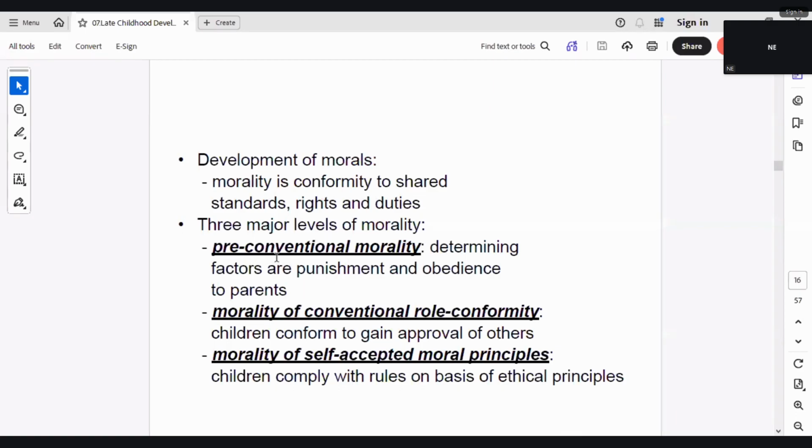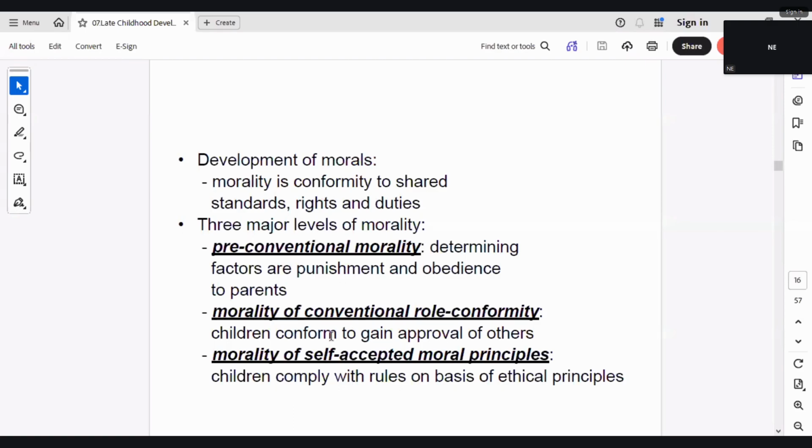So you have a pre-conventional morality, where here the determining factors are punishment and obedience to parents. Okay, so at an earlier stage, it's really about I don't want to do something that's going to upset my parents so that I don't get punished. So I'm not going to steal. I'm not going to lie. Okay, because I know it's wrong. But what deters me from doing anything wrong is because I'm afraid of punishment. And so here kids are again more concrete.